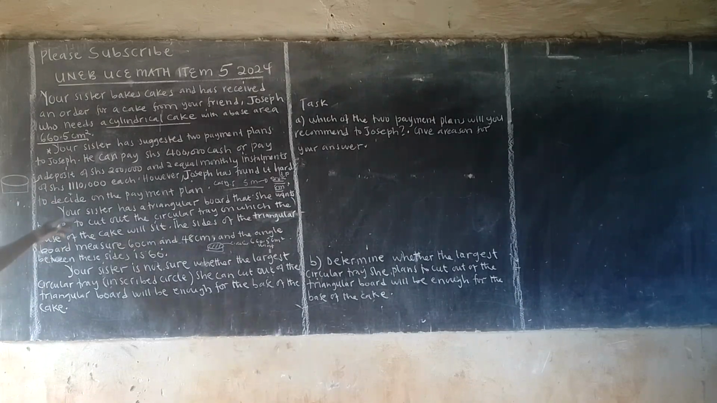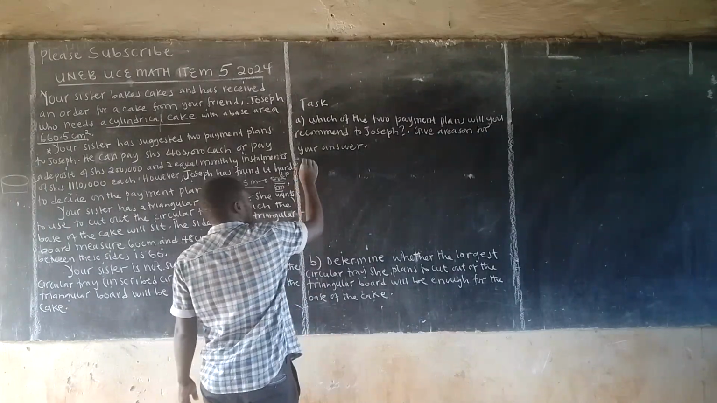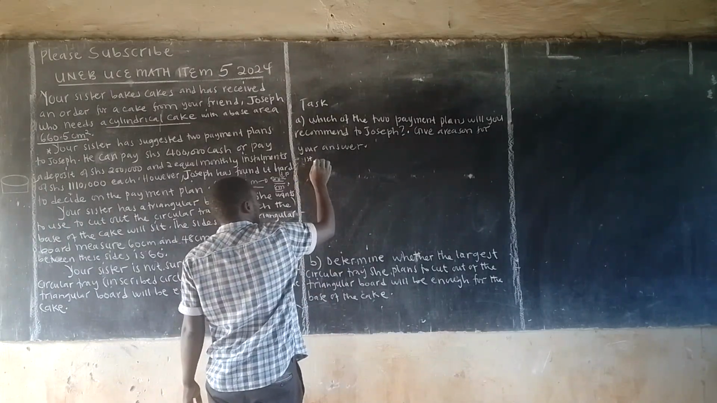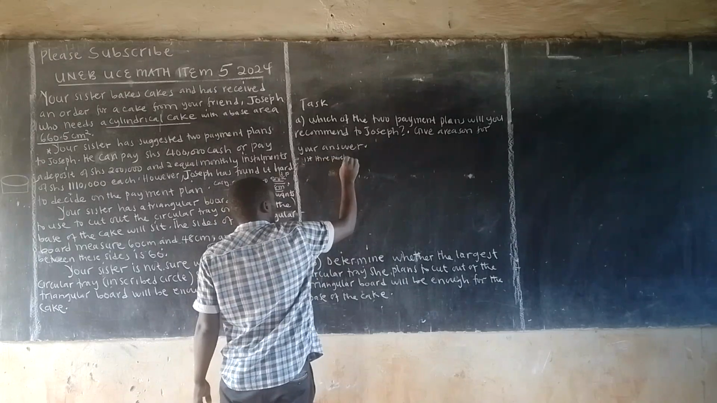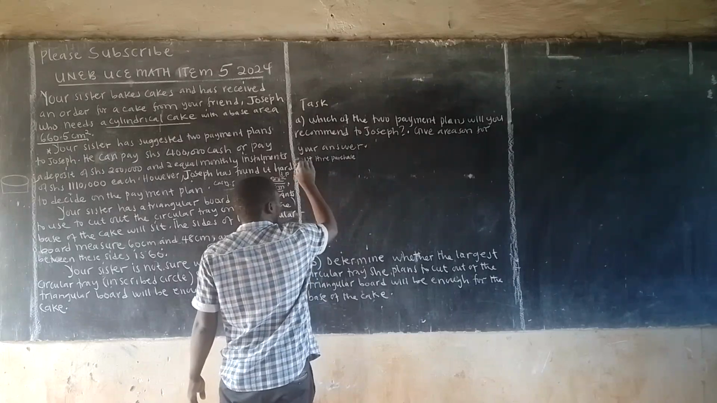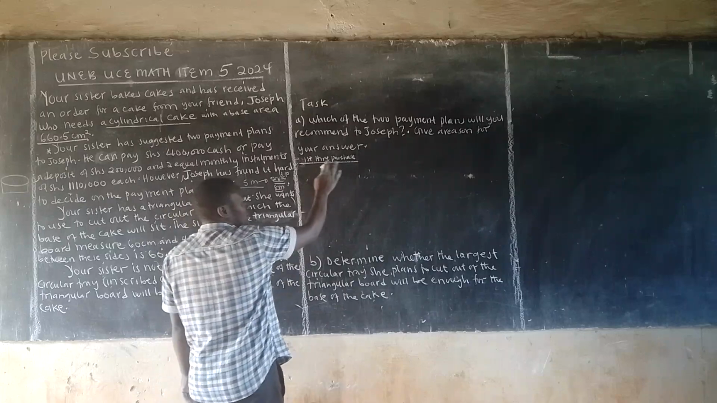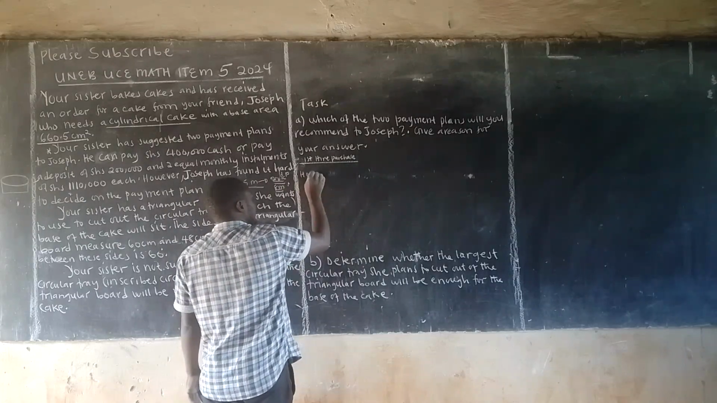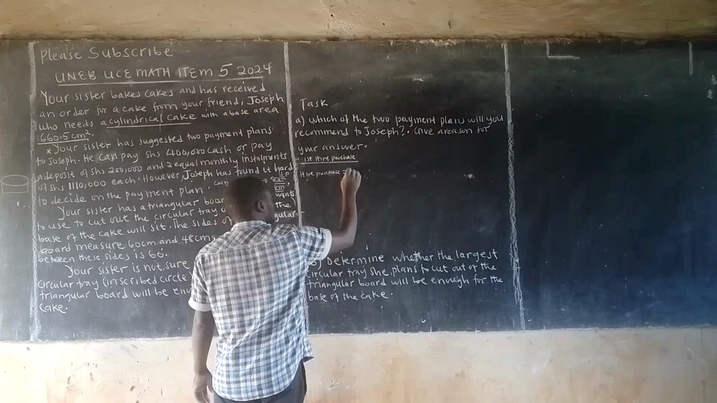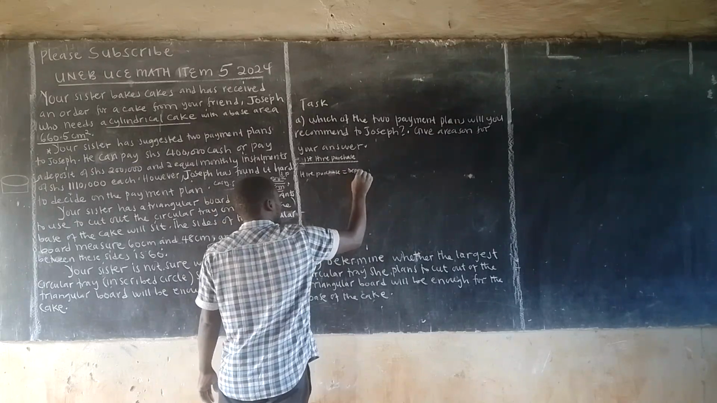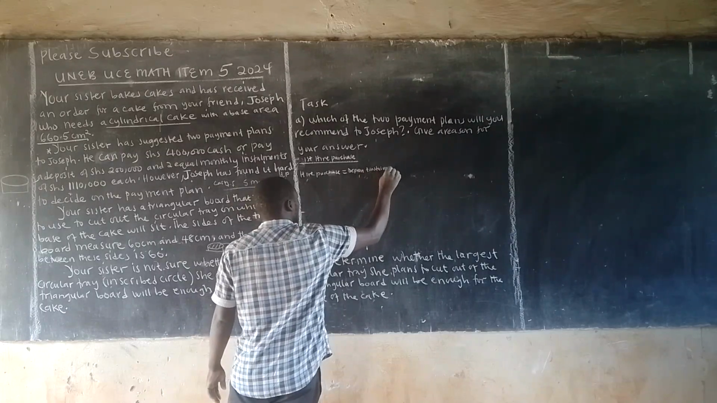Okay, good. Now, let's see. There are 2 payment plans. The first one is, some people call it hire purchase. Whenever you're buying in installments, please note that that's always hire purchase. And how do we get hire purchase? Hire purchase is equal to deposit plus installment. That's what we do.